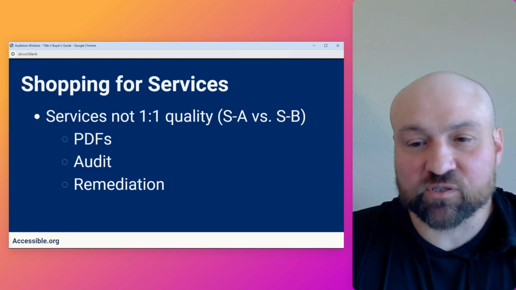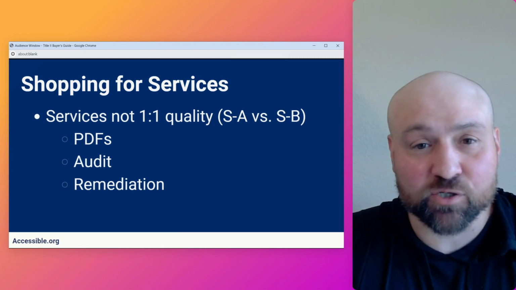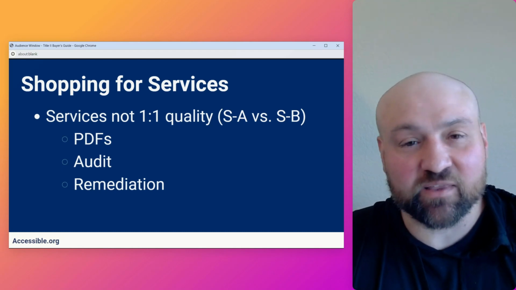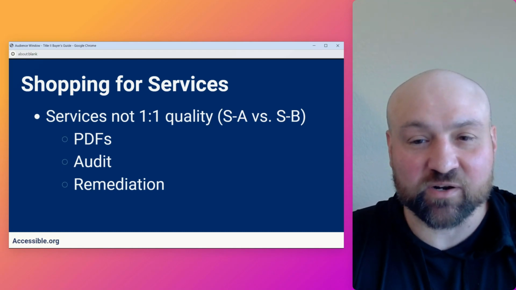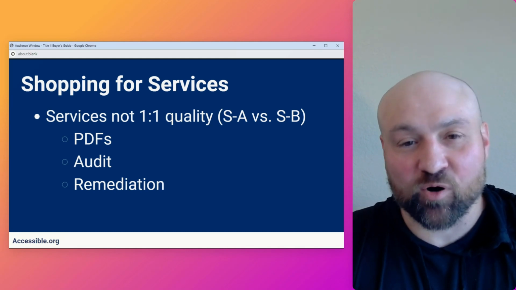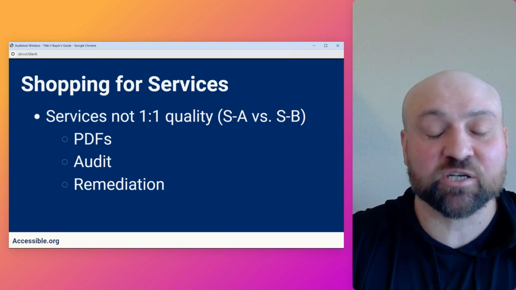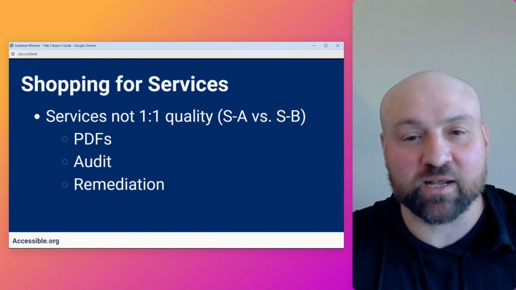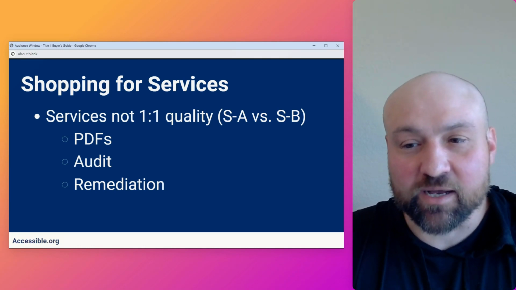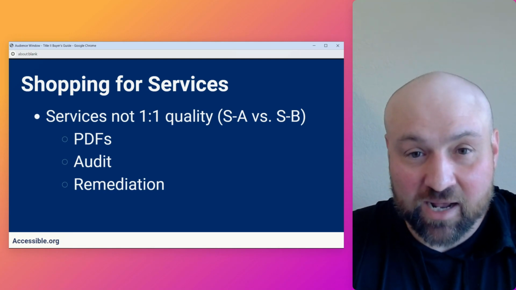So when it comes to shopping for services, note that services are not a one-to-one quality. Seller A and seller B are two entirely different sellers that could be offering two entirely different things. Even if they're offering PDF remediation, for example, with remediation from one seller, you might be getting a perfectly accessible PDF. With remediation from another seller, you might be getting remediation up to a point. Think of one seller as returning a 10 of 10 document and another seller as returning a 5 of 10 document. So again, you don't want to commoditize accessibility services because they are not the same thing.